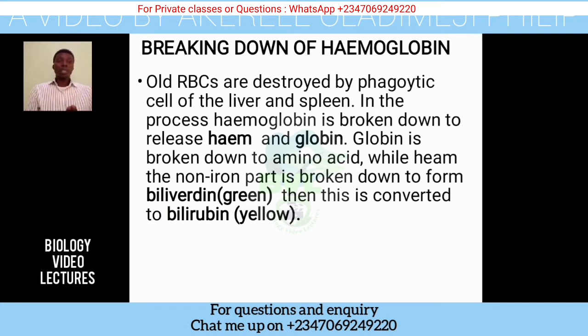I'm just breaking it down because globin is the amino acid or protein part of the hemoglobin. Heme has non-iron and iron parts. The iron part is also reused, but the non-iron part is broken down to form biliverdin, which is later used to form bilirubin. And that yellow bilirubin is what gives our urine its yellowish amber color.